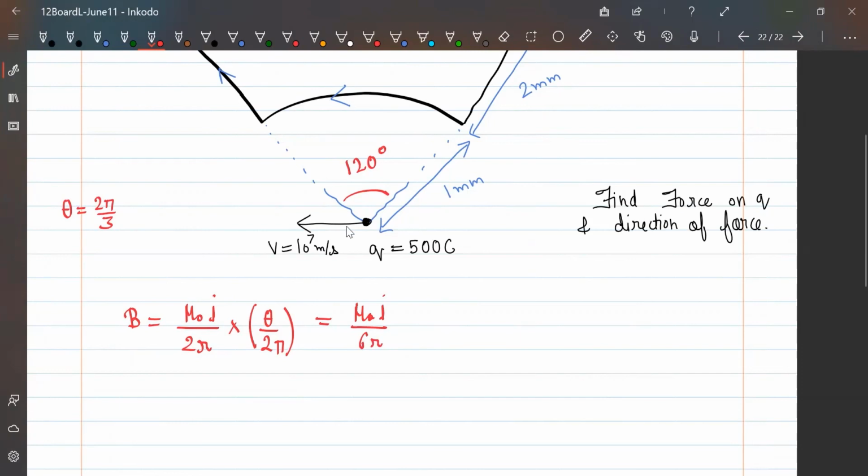So this magnetic field will be out of the plane. So let me call this as r. So this one will become 3r, sorry. So magnetic field B1 will be mu naught I by 6r, out of the plane, plus the magnetic field due to the other one, which has the same value, mu naught I by 6r. But instead of r, we'll use 3r, because 1 millimeter plus 2 millimeter, the total will be 3 millimeter.